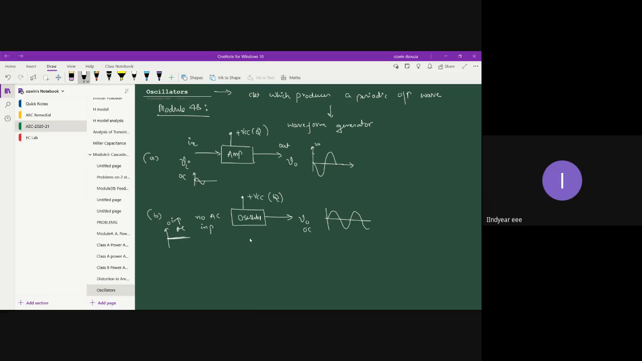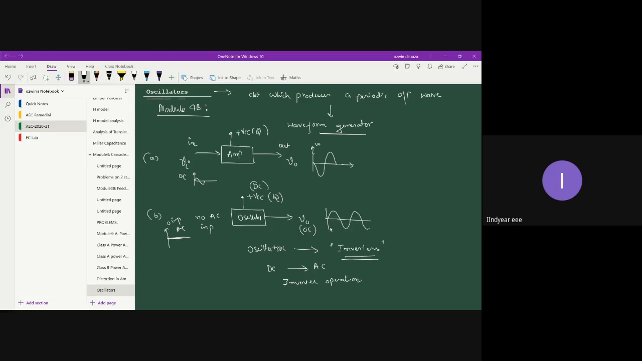That's the reason sometimes oscillators can roughly be called inverters. Not the proper definition, but roughly you can call them inverters. That's because it takes only DC as the input and gives AC as the output. Correct. So DC to AC conversion is called inversion or inverter operation. So you can also call them inverters, or you can also call them waveform generators, because out of nothing it gives a periodic waveform.